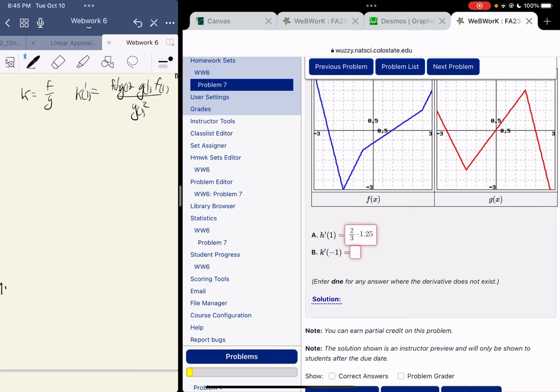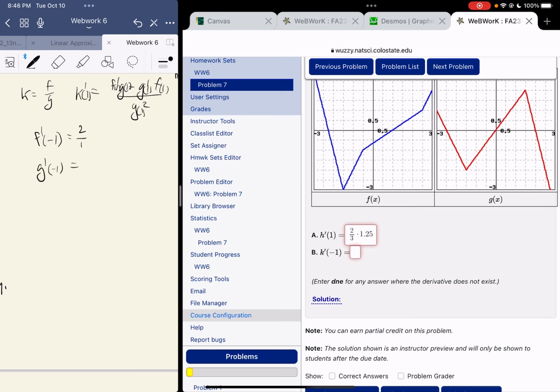Okay, so we need f prime. F prime at 1 was over 3 up 2. Oh, we want it at negative 1. We want f prime at negative 1. Okay, try again. That looks like it's over 1 up 2. Now g prime at negative 1.